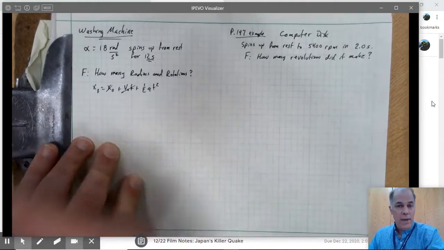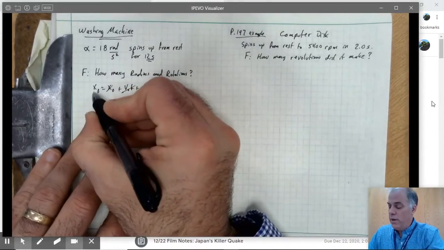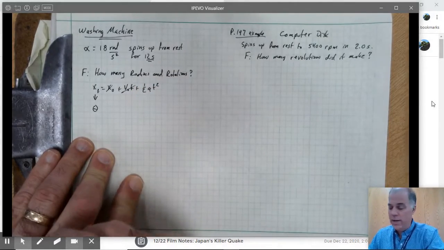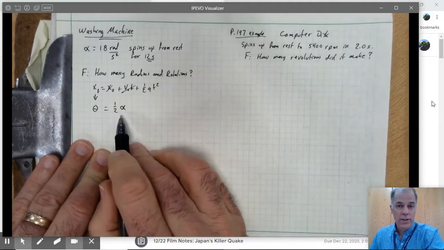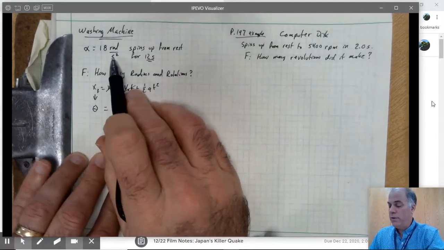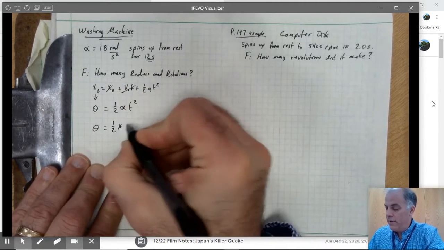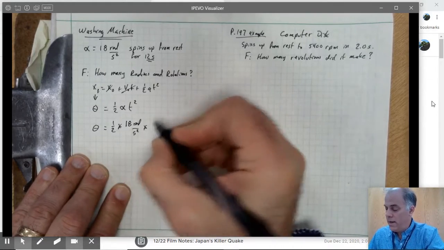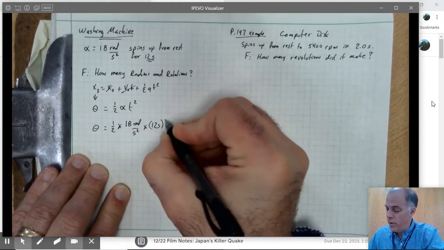Now, as you know, in the AP formula sheet, there's a conversion for this to put it into rotational, but we can do this ourselves. So the rotational equivalent of displacement is theta, which is angular displacement in radians, and that's going to equal 1/2 times alpha, which is rotational acceleration, and time is just time, so that stays the same. Now, we're given the rotational acceleration, so theta in radians is equal to 1/2 times 18 radians per second squared times 12 seconds, but that has to be squared, 12 seconds squared.